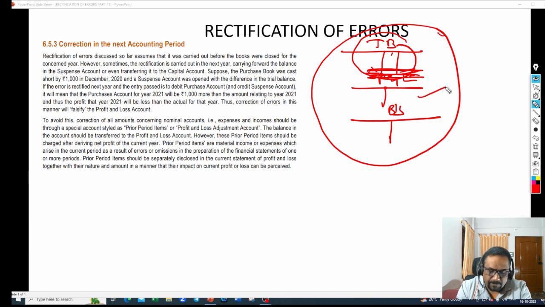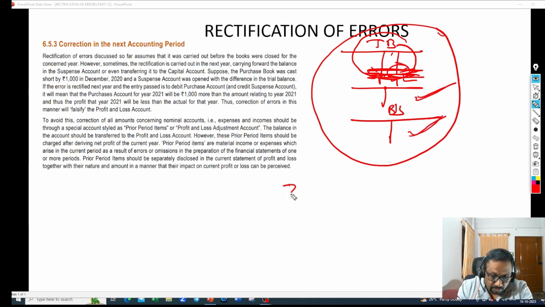Then you started preparing profit and loss account, then you started preparing your balance sheet. Yeah, it works out. Why? Because the difference has been posted to suspense account. The balance is still lying in suspense account because you did not identify those errors. They should have been identified before preparing the final accounts. Since you did not identify them, the difference would have been there in the suspense account. With that suspense account, you would have prepared profit and loss account and balance sheet.